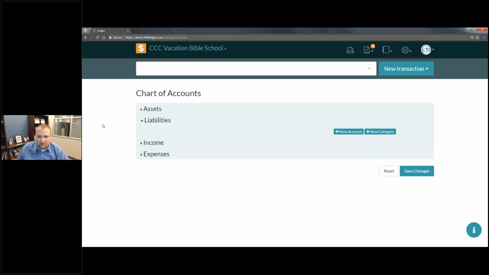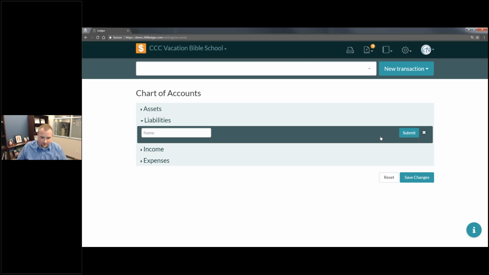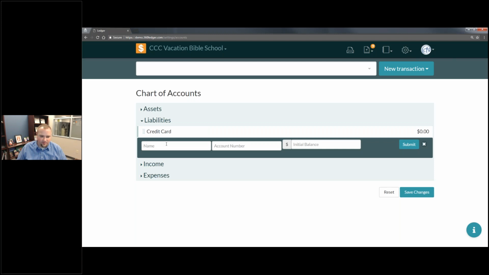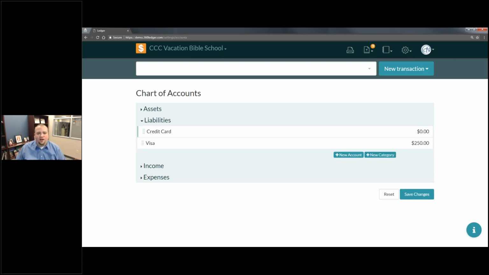All right, now let's go into liabilities. This is a very basic example. We're going to come back to assets at the very end. So liabilities is money you owe. So we're going to say, first off, credit card is our category, and the account, we're just going to call this Visa. And we won't put in a number. The initial balance is that we owe $250 on that.